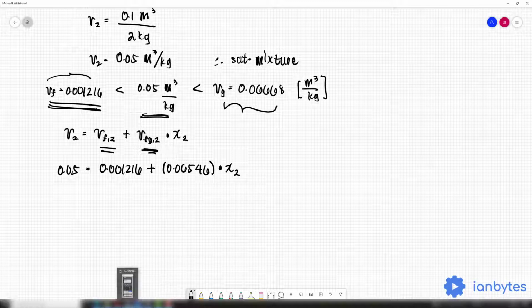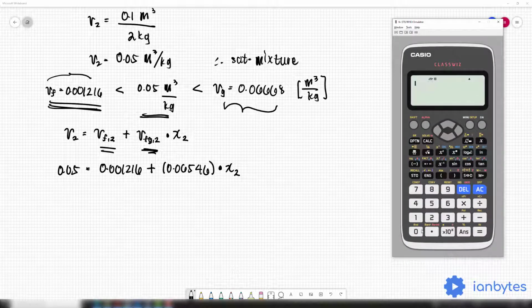Now, you can see this is a one equation, one unknown scenario, and we can just input it in our calculator and perform the shift solve technique. So if you don't know the shift solve technique yet, kindly watch out. So sulat lang natin literally yung equation sa ating calculator. We have 0.05 equals, so I pressed alpha and then this button, and then it's equal to 0.001216 plus 0.06546 multiplied by the quantity x.